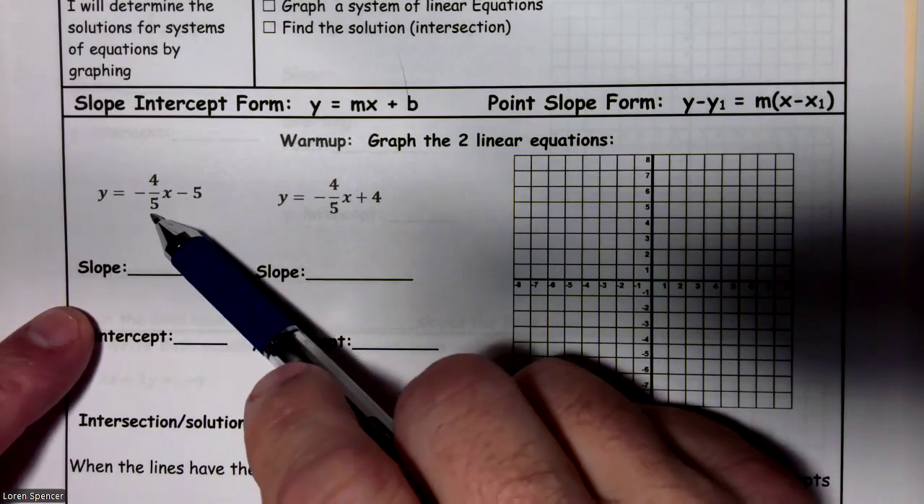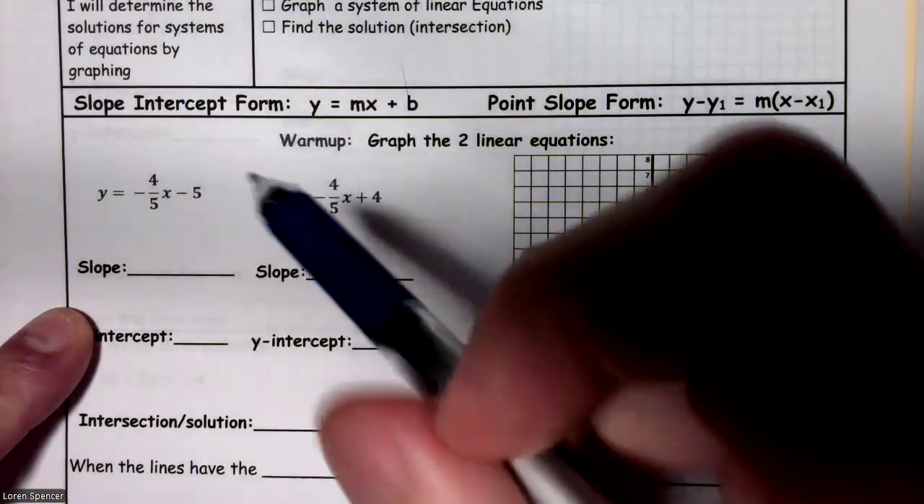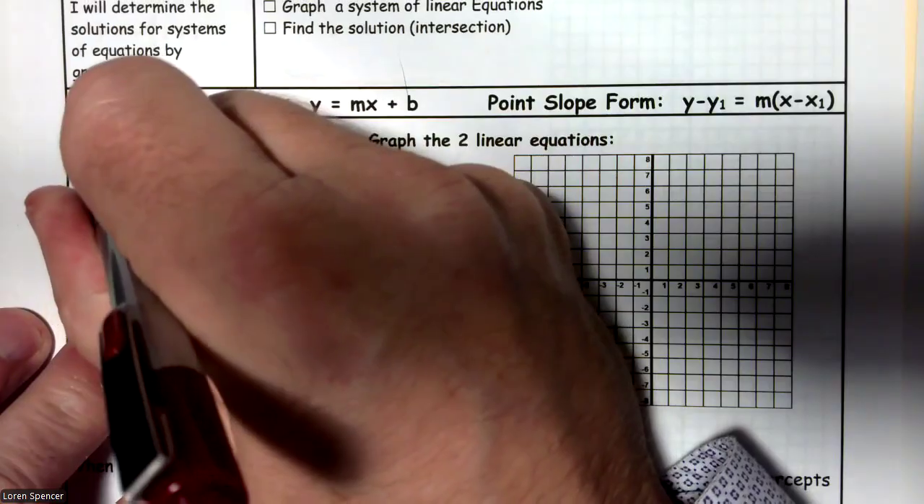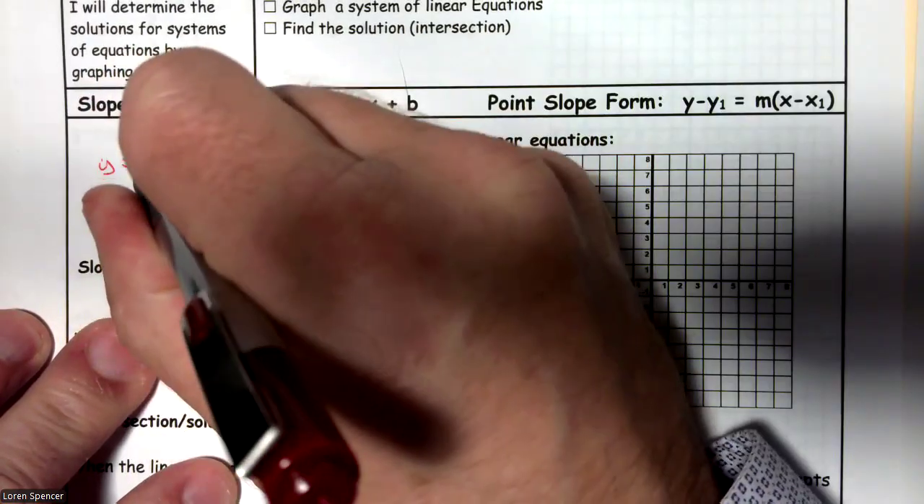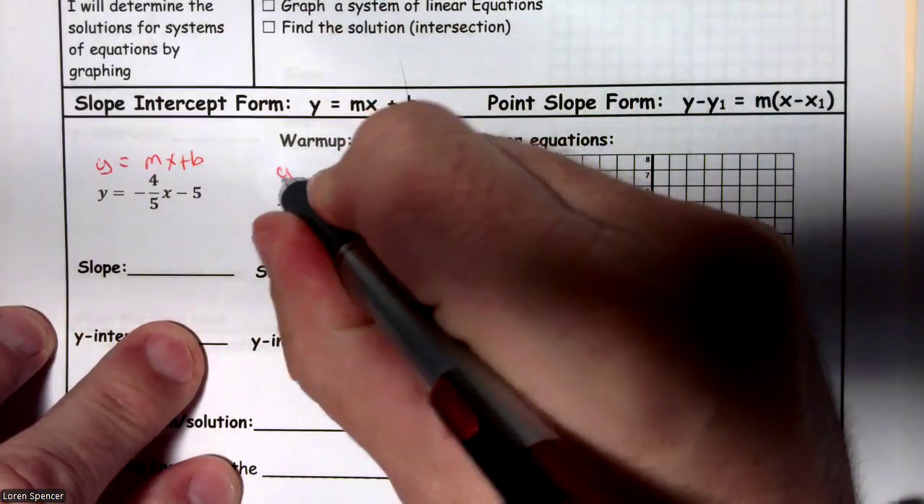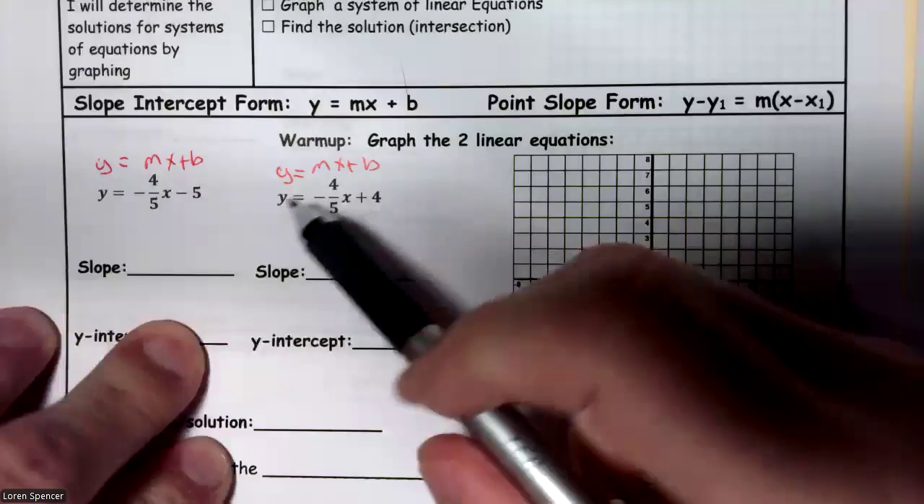So we have this first equation, y equals negative 4/5 x minus 5, and by the way, this is in slope-intercept form. So I'm going to go ahead and write that above it, y equals mx plus b, and this is also y equals mx plus b.